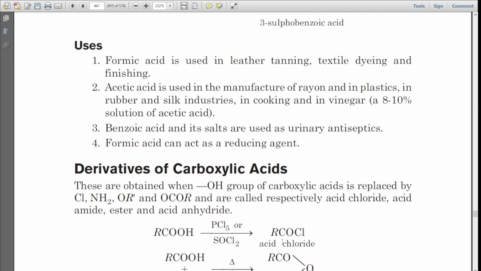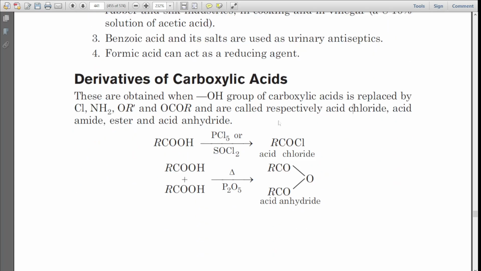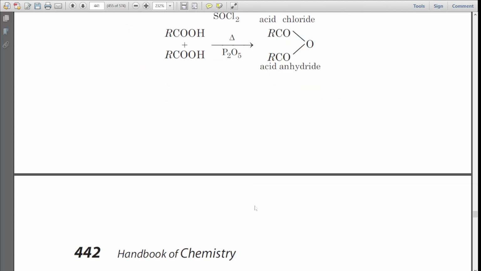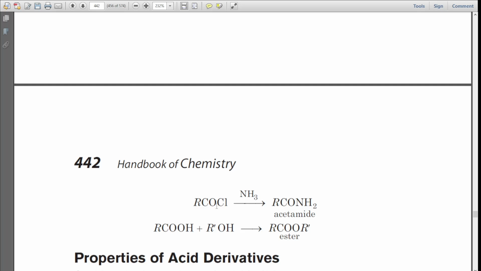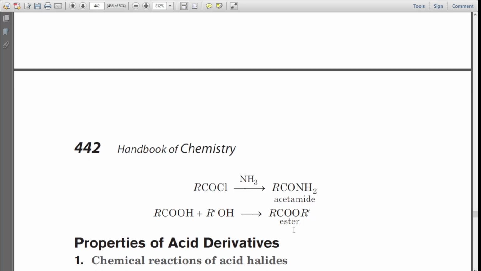Now we have certain derivatives which come from carboxylic acid. When the OH group is replaced by groups such as Cl, NH2, OR or OCOR, they are respectively known as acid chlorides, acid amides, esters and acid anhydrides. To form acid chlorides, we just replace the OH group by Cl using PCl5 or SOCl2, which gives you acid chlorides. Combining two carboxylic acids as we have shown above gives you anhydride. When you react acid chloride with ammonia, you get acid amides, and carboxylic acid reaction with alcohol gives you esters.